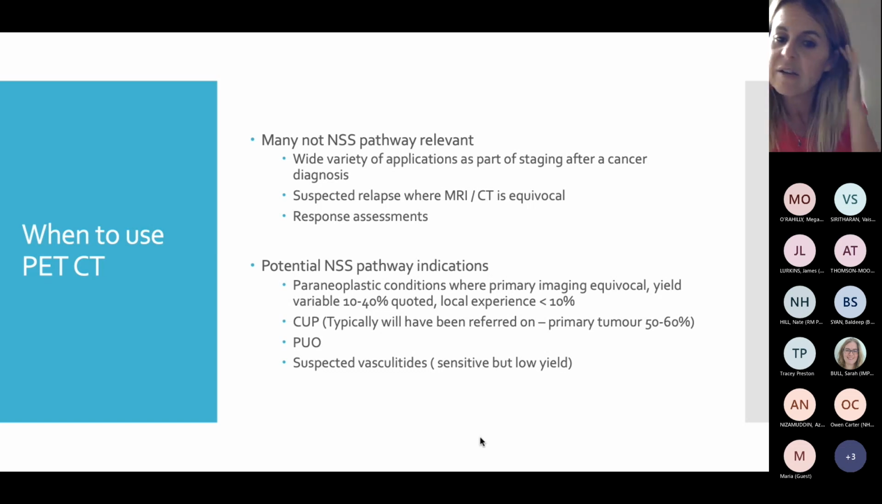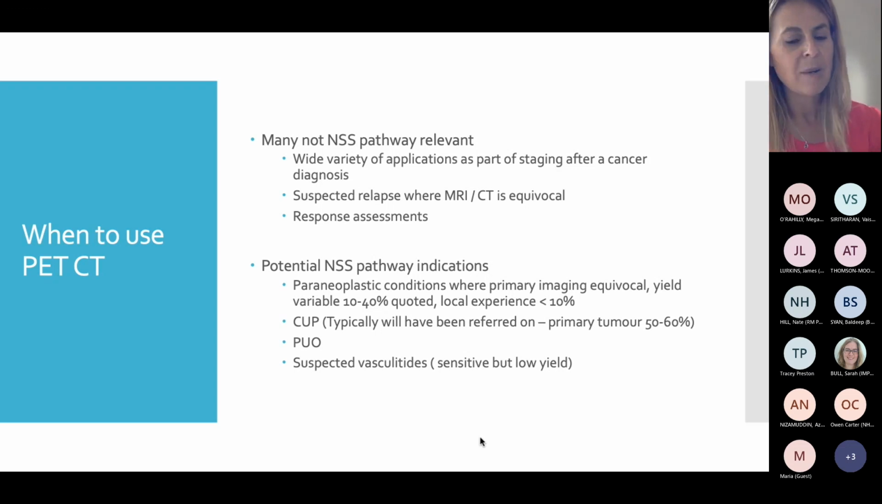And the yield here is variable. Our nuclear med team say it tends to be less than 10% that you will actually detect a primary tumour in someone with what is suspected to be a paraneoplastic condition when the first CT has also been negative. But the literature suggests it's between 10 and 40%, but our experience isn't that. I don't know what the experiences of other departments across the sector are, but I suspect it's lower.